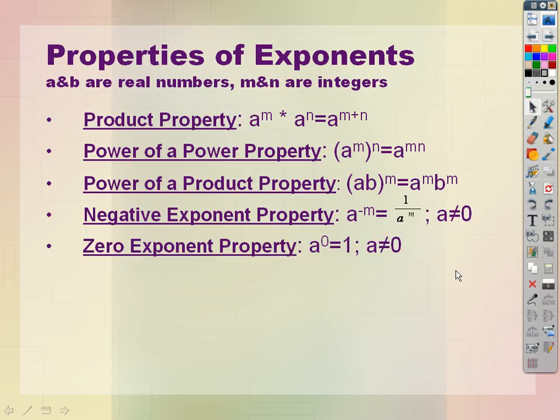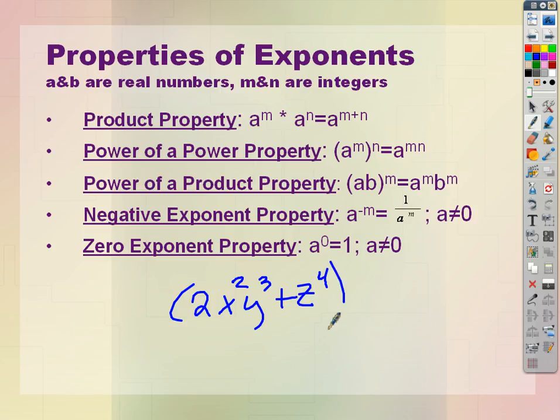The zero exponent property tells us that any base taken to the 0 power is always 1, by definition. So what's this one? One. It doesn't matter how ugly the base is. If this whole thing is being taken to the 0 power, it's 1 every time. Okay?